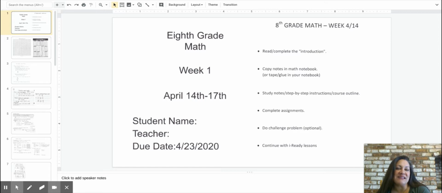What I've done is I've done a slideshow of the entire math packet for the first week. And I thought that would be an easy way for me to go step by step, page by page to help you through the assignments. For this lesson, we'll be going over square roots and Pythagorean theorem.